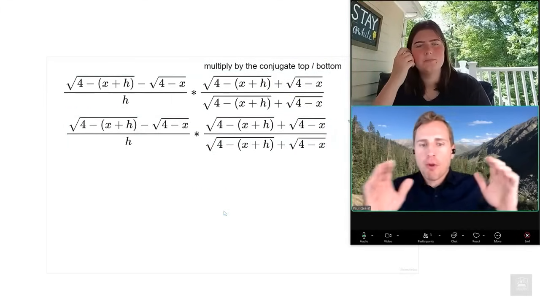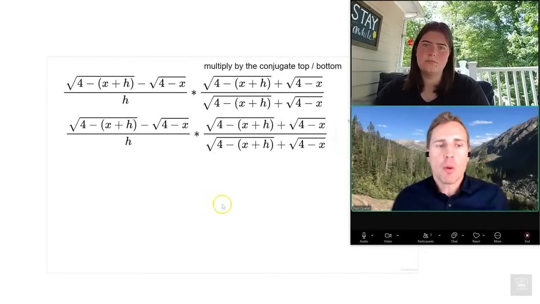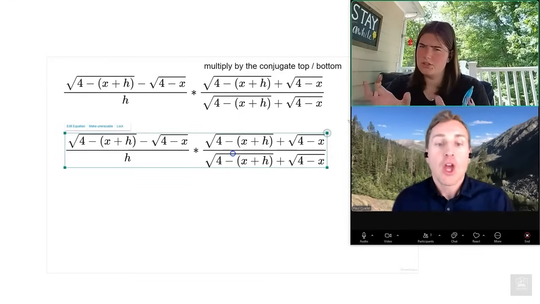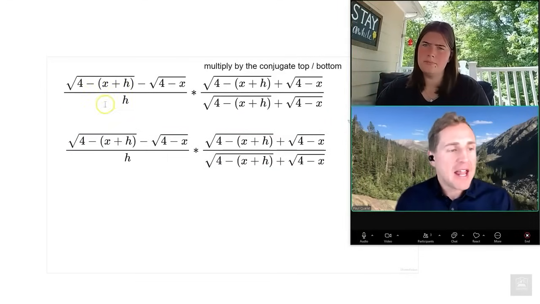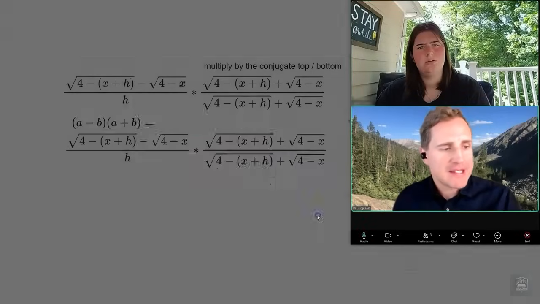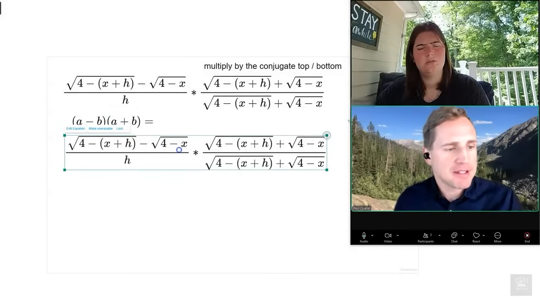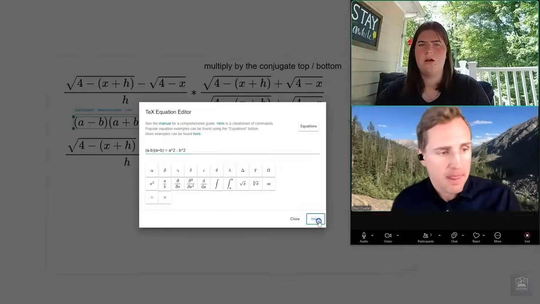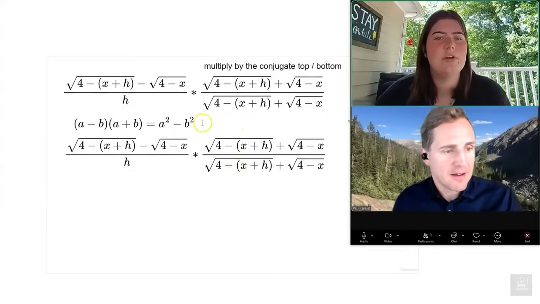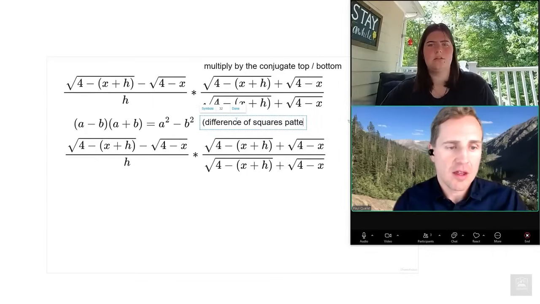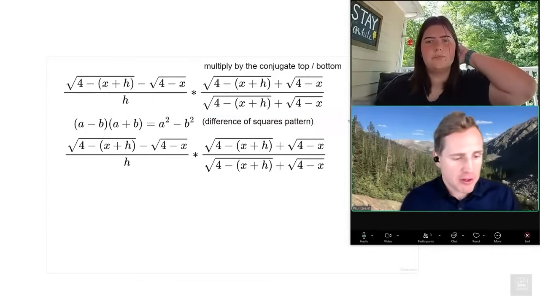Now, whenever you multiply something by its conjugate, you apply what pattern from algebra? Like FOIL? Yeah, you're applying FOIL. And in particular, you're applying what special pattern of FOIL? So what if I take a minus b times a plus b? That is the what pattern? The difference of squares, right? So you're applying the difference of squares pattern.